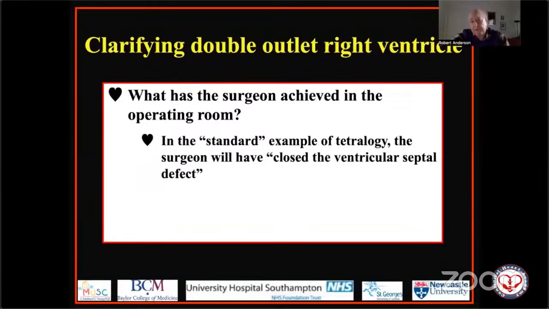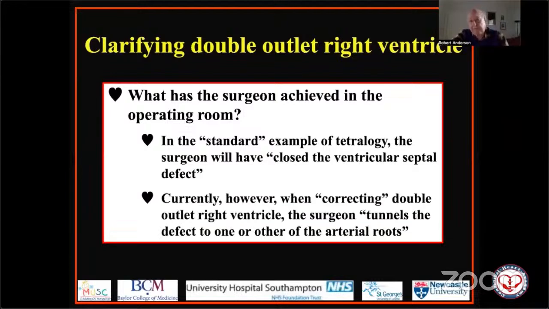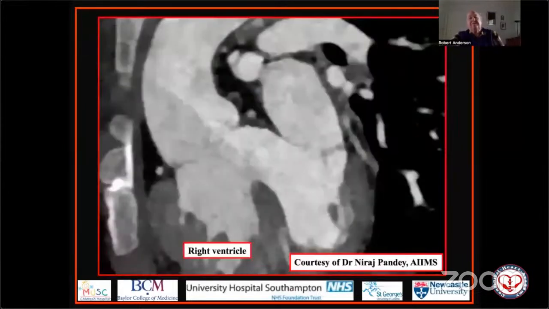Now, in conventional nomenclature, when the surgeon closes the ventricular septal defect in the setting of regular tetralogy of Fallot, the surgeon is talking about the right ventricular entrance to the aortic root. But currently, when a surgeon is correcting regular double outlet right ventricle, the space that is called the ventricular septal defect is not the part that the surgeon closes.